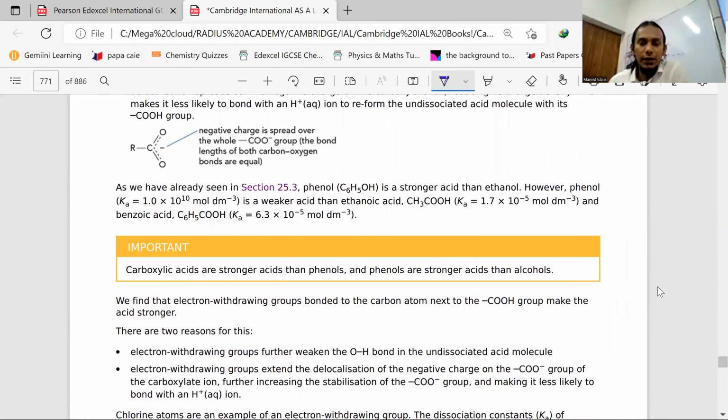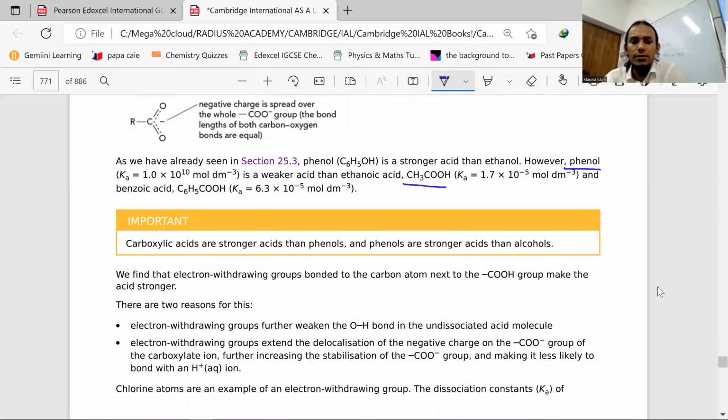However, phenol is weaker than ethanoic acid. Look, phenol is weaker than ethanoic acid. They will not ask you to explain why, because the Ka values are different. Phenol has its own description, the reason why we have explained there.